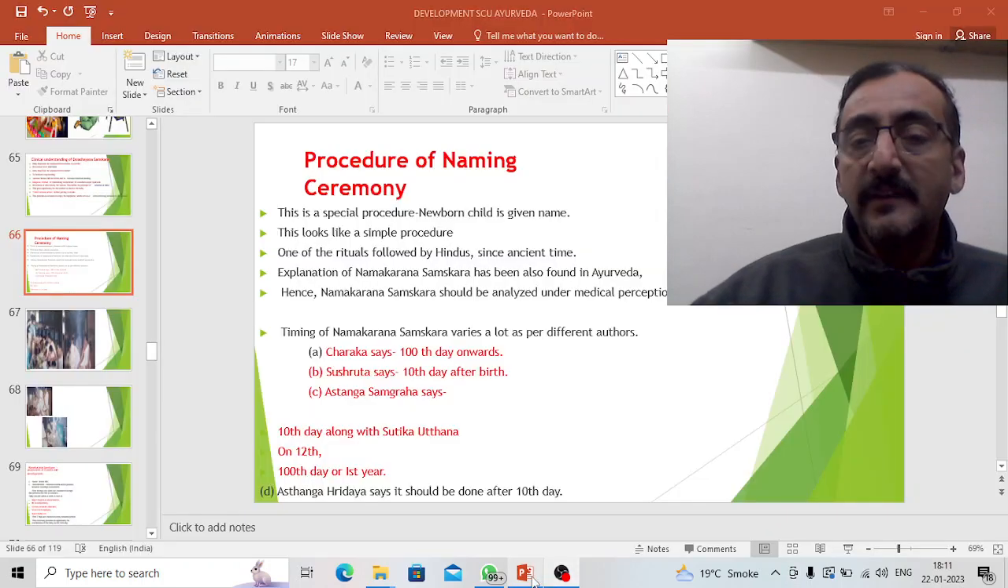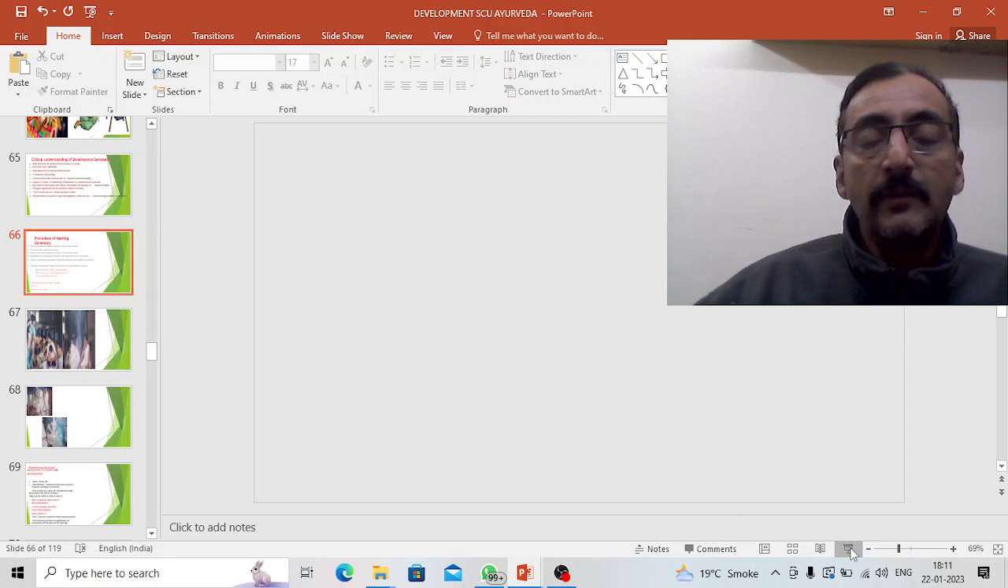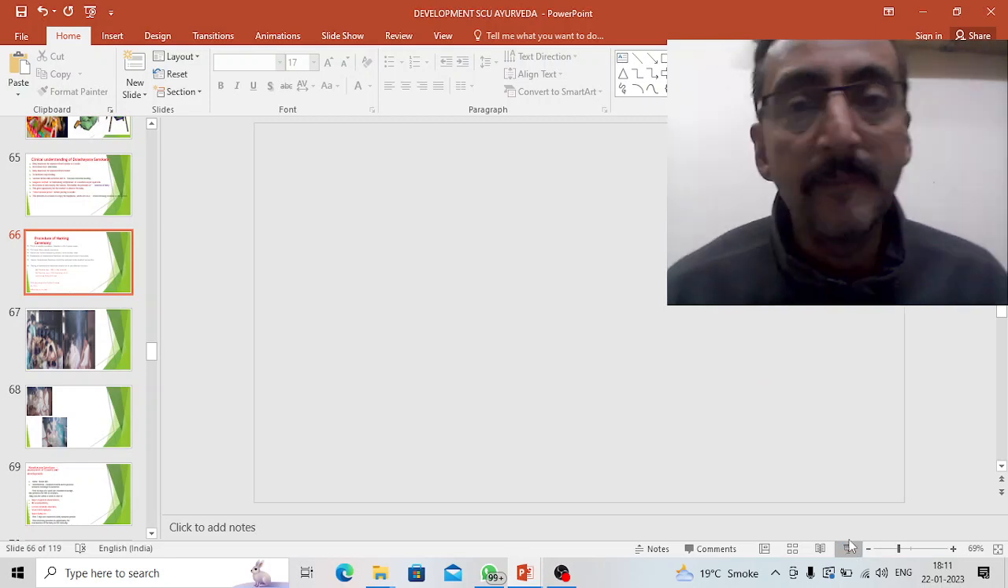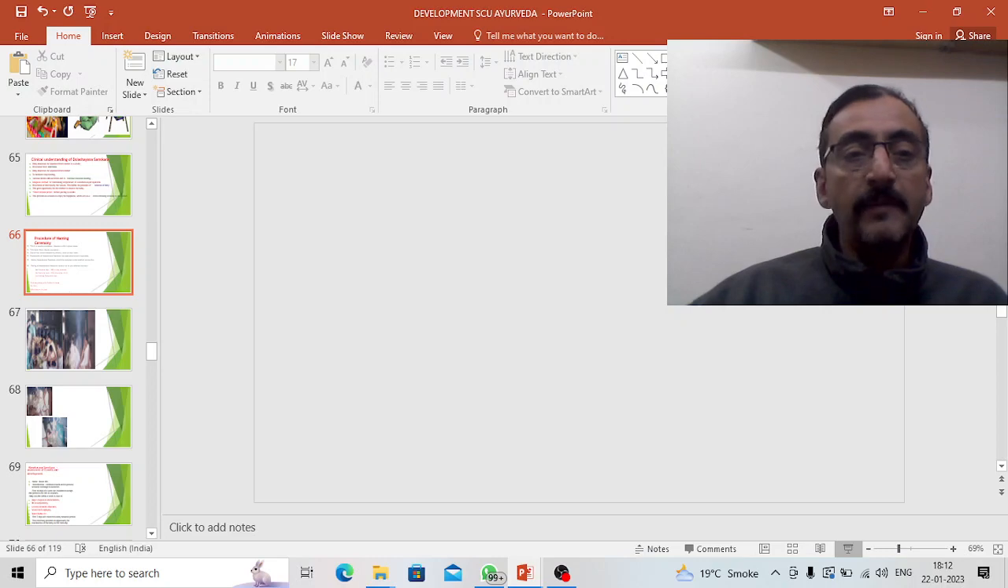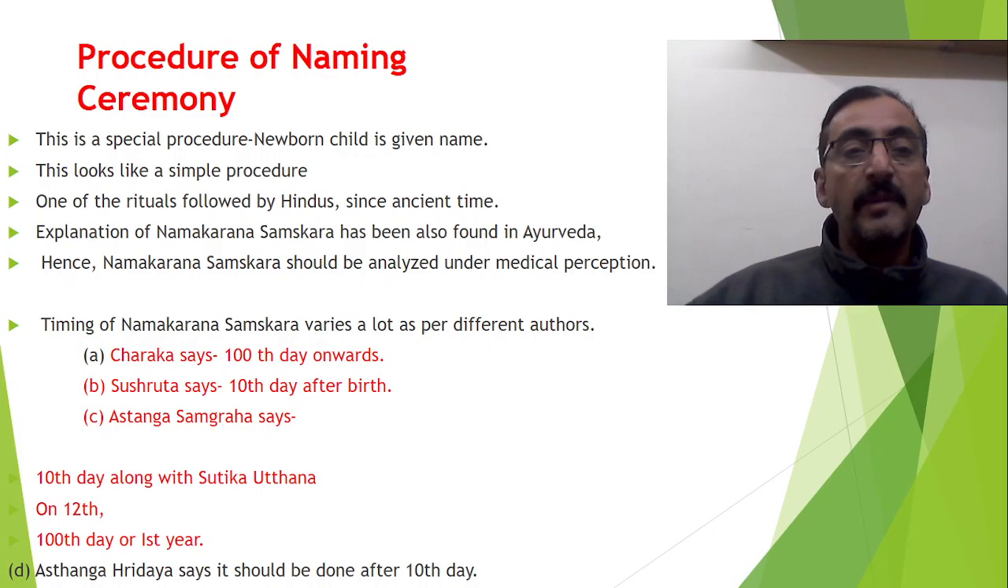In the previous classes we were discussing different types of samskaras, and we have seen Jatakarma Samskara, then Dolashana Samskara in detail. And today we will look into another important samskara which is mentioned in the classics. So that is Namakarana Samskara.